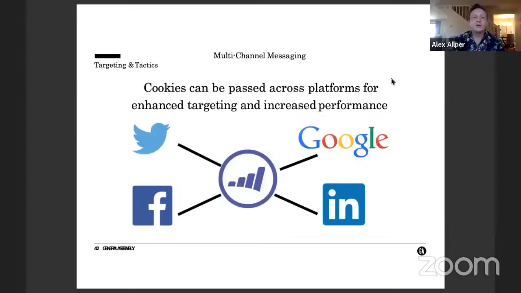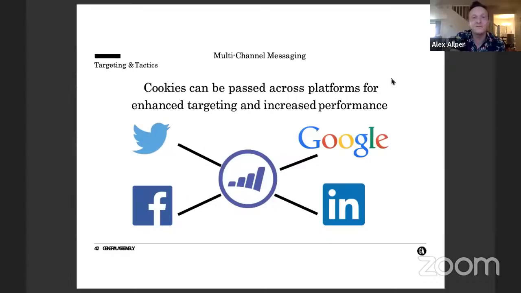Multi-channel messaging. Cookies can be passed across multiple platforms for enhanced targeting and increased performance. So if somebody visits your website, you can give all of these companies the ability to figure out who that cookie is, who that user is, because Facebook's going to know who that user is. If that user has an Instagram account, a LinkedIn account, a Twitter account, if they use Google, it can spread all across these things. So that one cookie, that one digital footprint, if I visit once again, Banana Republic, right?